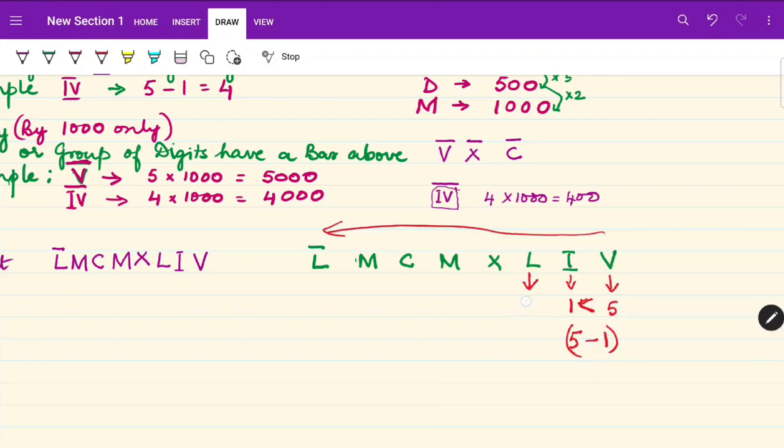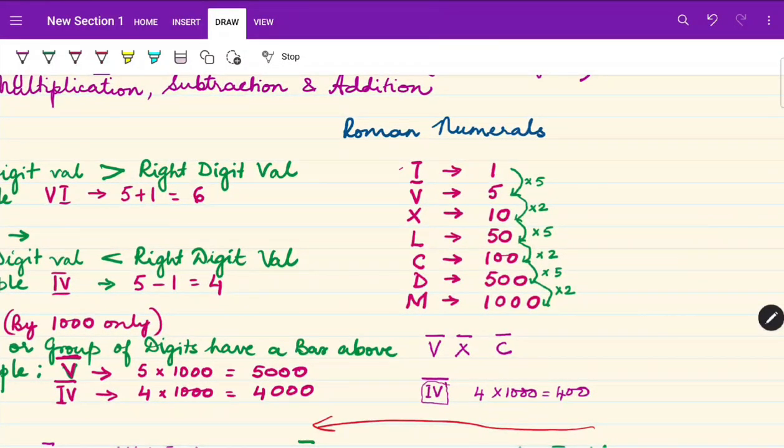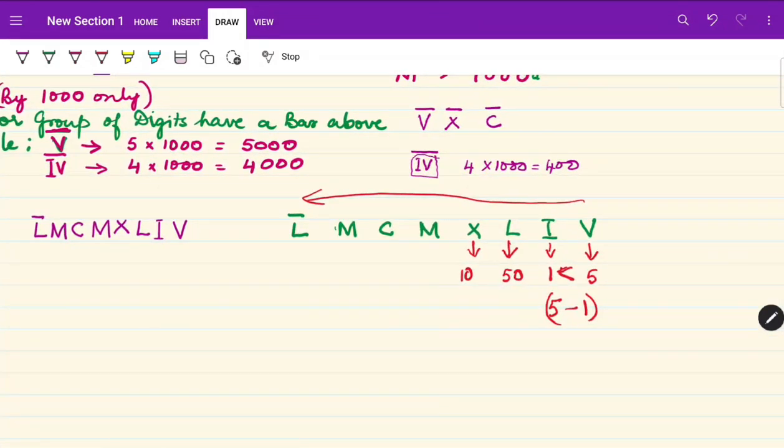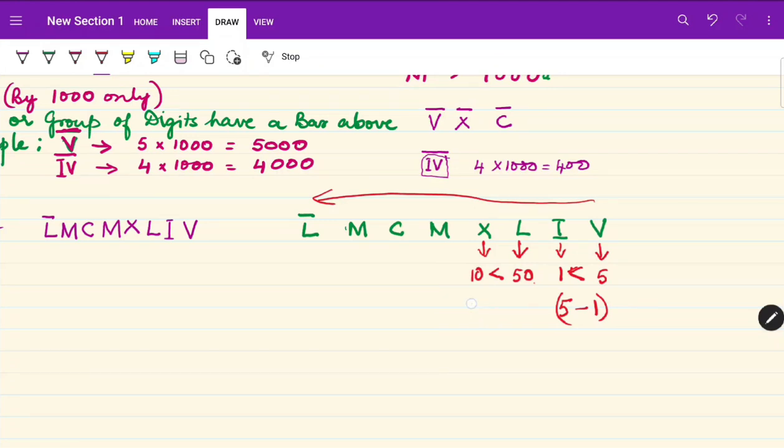Then we have L. L represents the number 50, and X, all right, so again, 2 digits at a time. L represents 50, X represents 10, all right? If you can always keep this by your side, move up and see X is 10 and L is 50. All right, so here again we see 10 is less than 50. The value to the left is less than the value to its right. So 10 less than 50 means again subtraction is involved. So here we are going to do 50 minus 10.